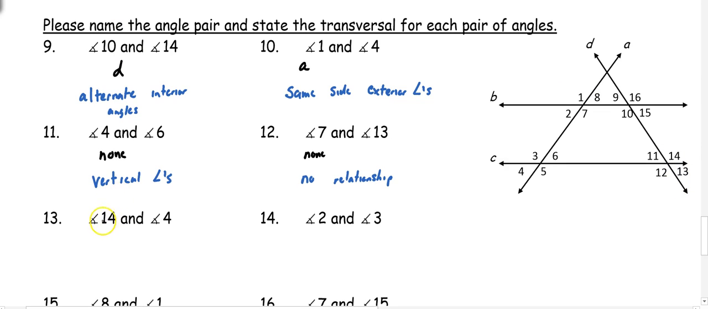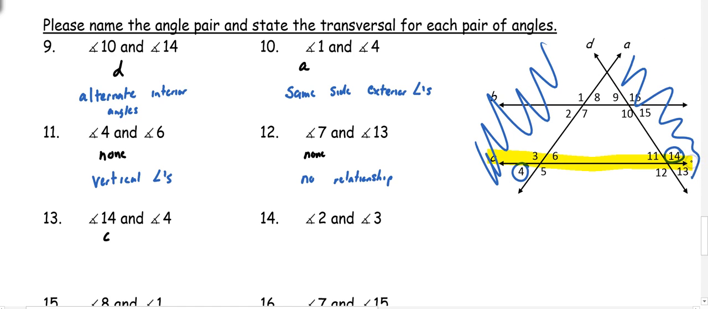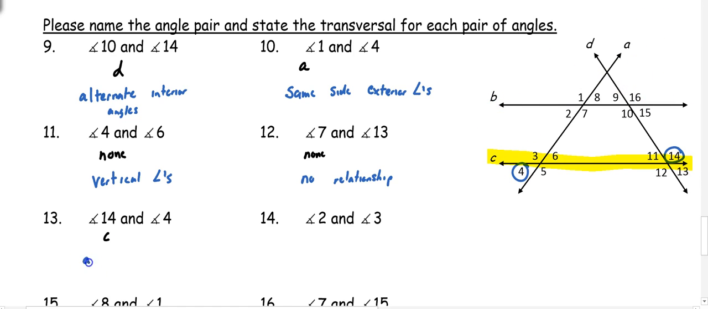Our next pair is angle 14 and angle 4. They are both sharing line C because they both are touching line C. So we would say that C is our transversal. And then looking at the angles, they're on opposite sides and they're outside of the lines, because there's outside here and outside here. So these would have to be alternate exterior angles.